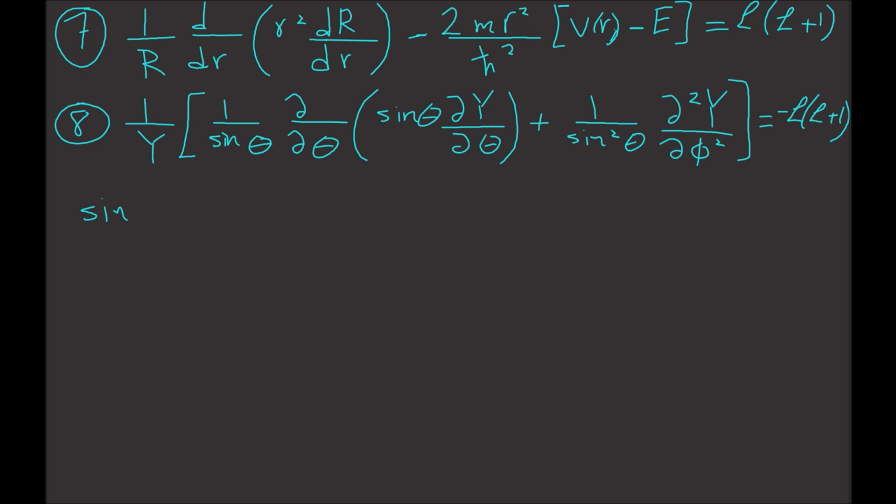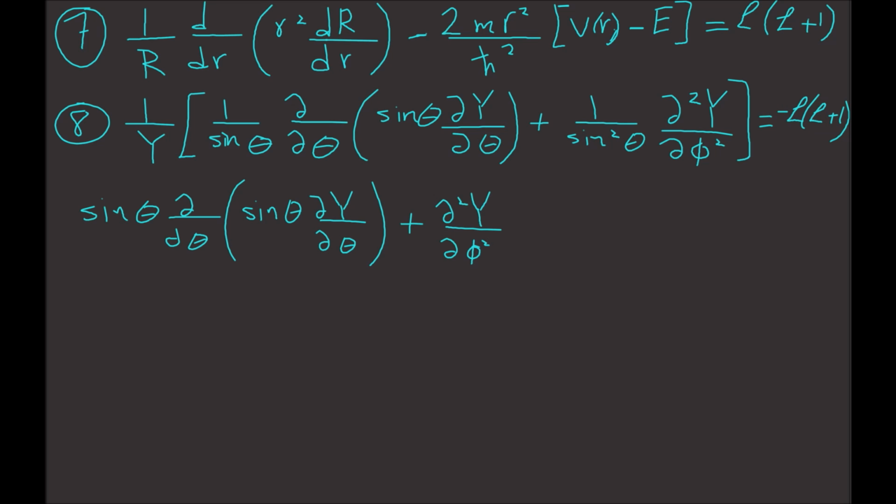By multiplying equation number 8 by Y sine squared theta, we get sine of theta times the partial derivative with respect to theta of sine of theta times the partial derivative of Y with respect to theta, plus the second partial derivative of Y with respect to phi equals minus L times L plus 1 times sine squared of theta times Y.